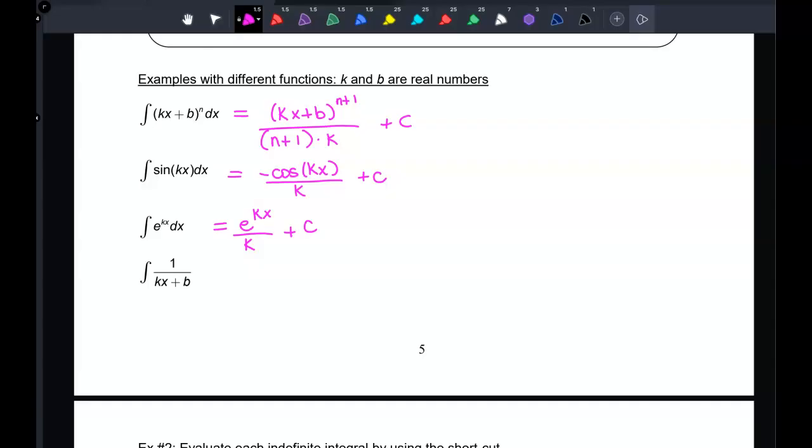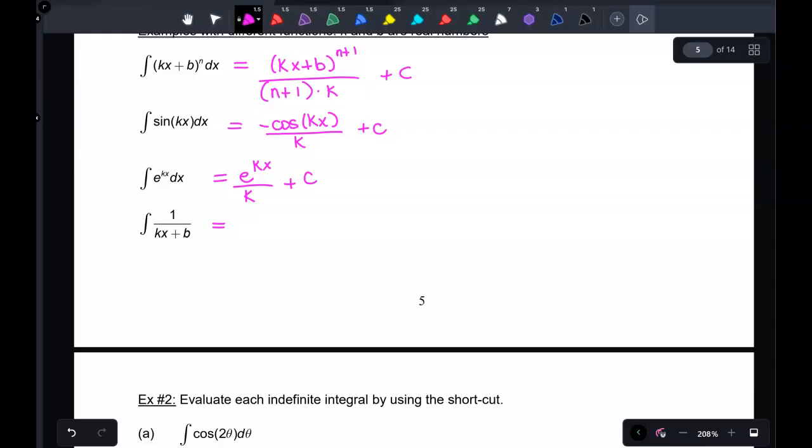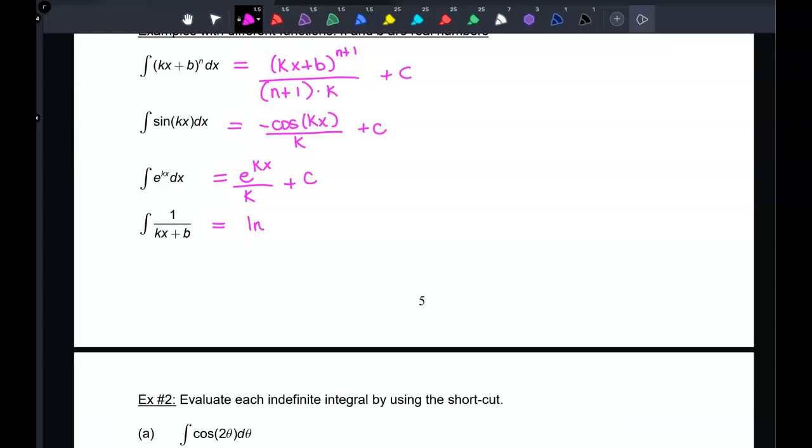What happens here? This is going to become 1 over something, so it becomes natural log of kx plus b divided by k. It's always going to be divided by that coefficient.